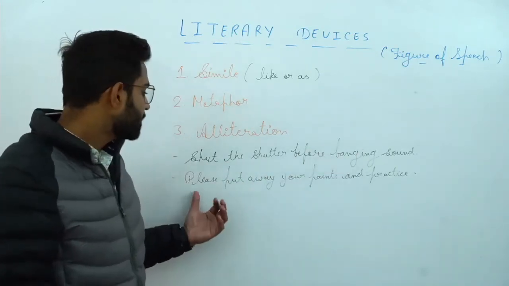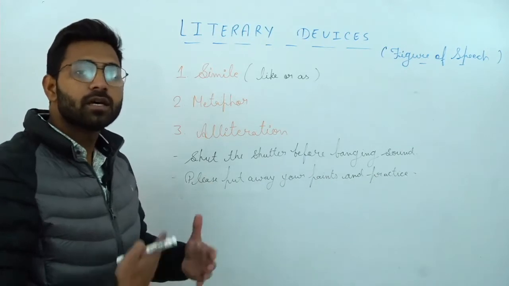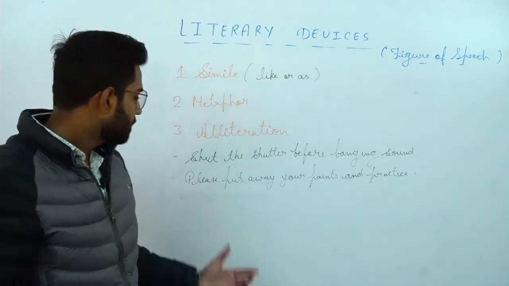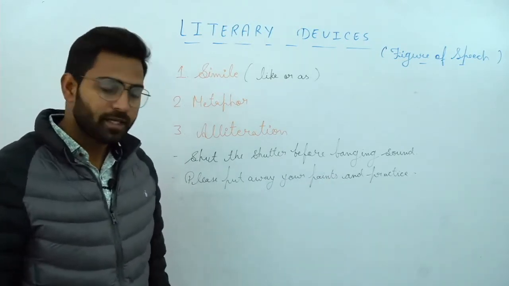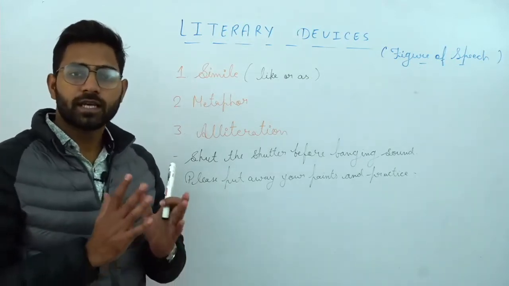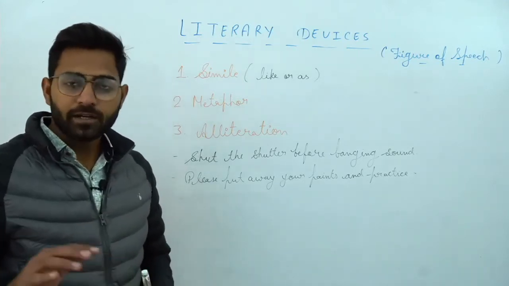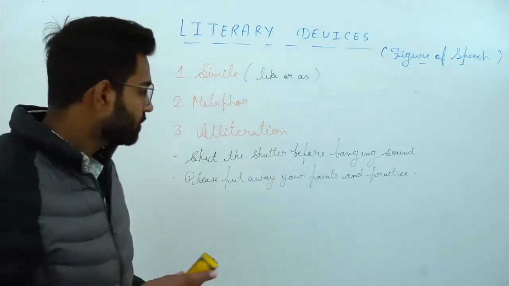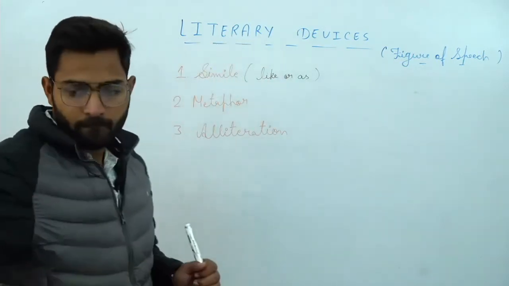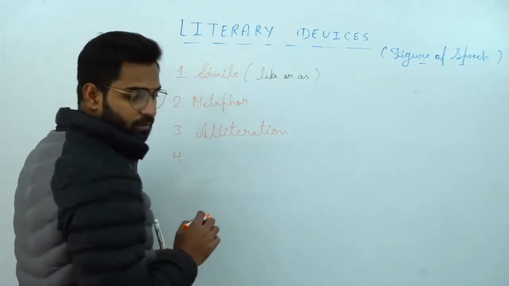And the next one we have: please put away your pens and practice. Like you can see the P is repeating, P, P and P. So this is alliteration for you. I hope you understand that when the first syllable sound is repeated, that is called alliteration. The definition is in your PDF. You can watch it out. So here we go for the next one, that is called onomatopoeia.